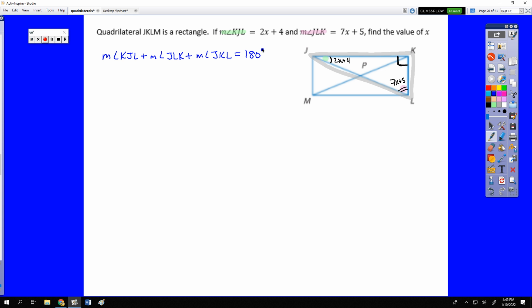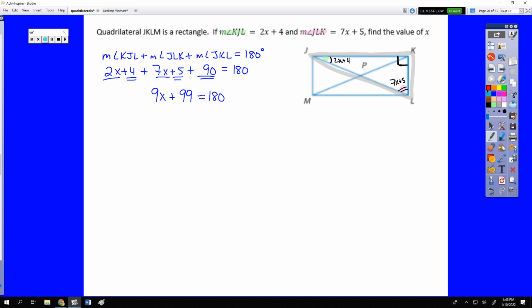So plugging in what they give us in the directions, we have an equation. 2x plus 4 plus 7x plus 5 plus the 90-degree angle equals 180. Once we have an equation, which is 90% of what geometry class is, setting up an equation and then solving it, we should be able to solve that equation by combining like terms. So we've got 9x plus 99 equals 180. And then solving that equation.